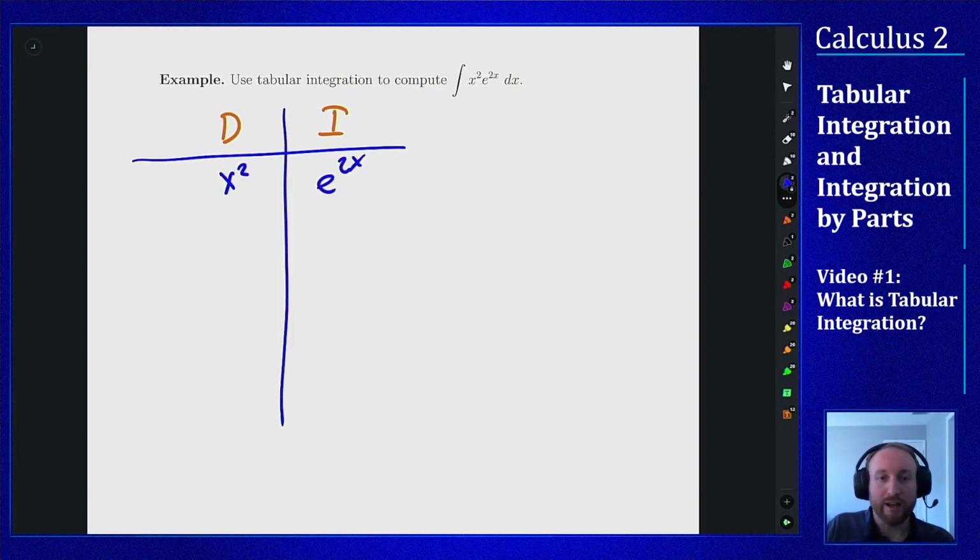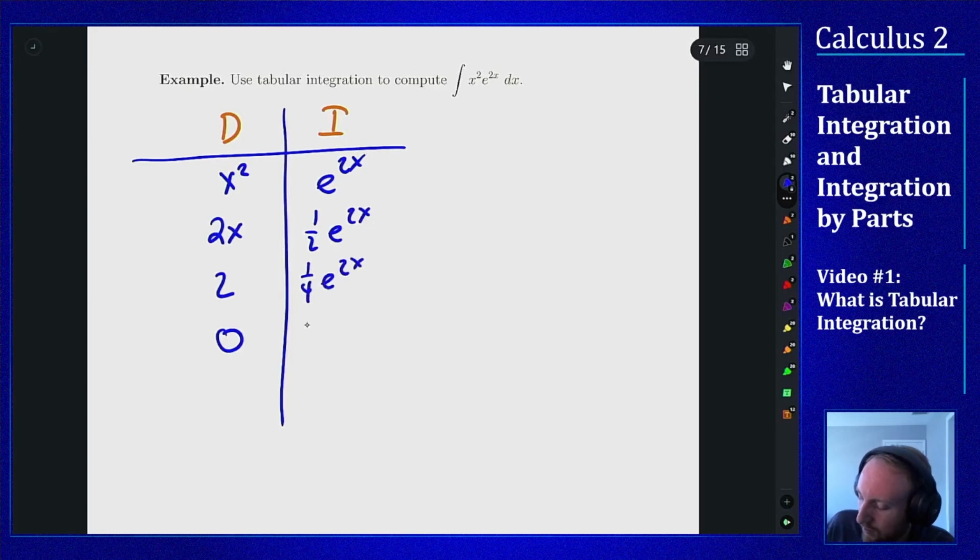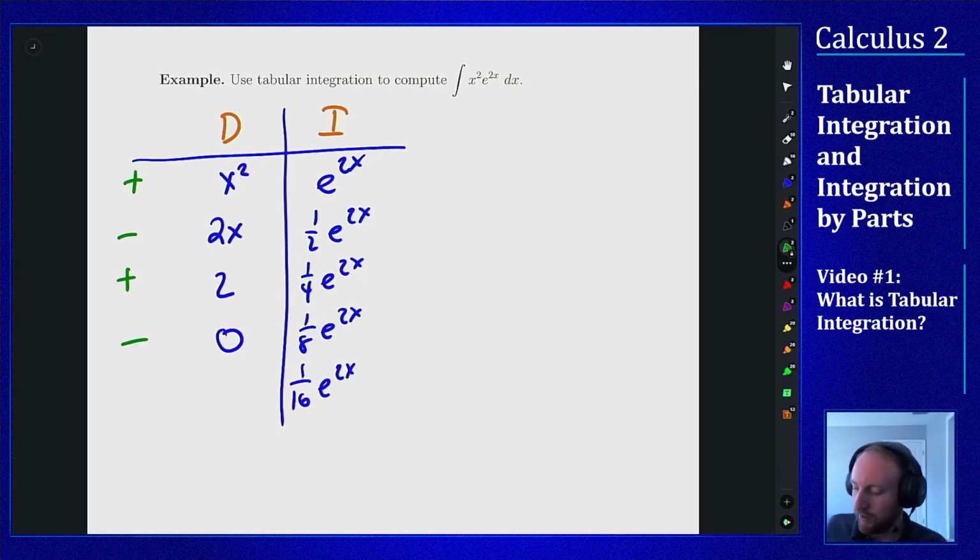I'm going to differentiate x squared. x squared, I get 2x, I get 2, I get 0, and I know I can stop at 0 because everything else goes away. Integrating e to the 2x gives me a 1/2 e to the 2x, a 1/4 e to the 2x, a 1/8 e to the 2x, and I could keep going here, but I've now hit zeros on the left side. Whatever I write down here would get paired with the 0 and not matter anyway. We put in our plus minus signs, and then just write out our answer.